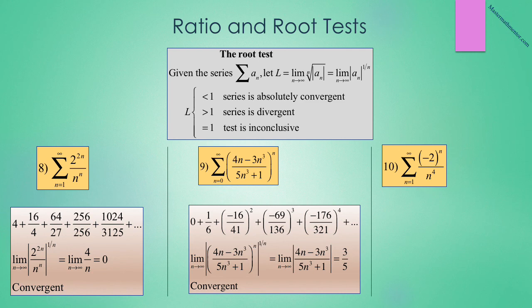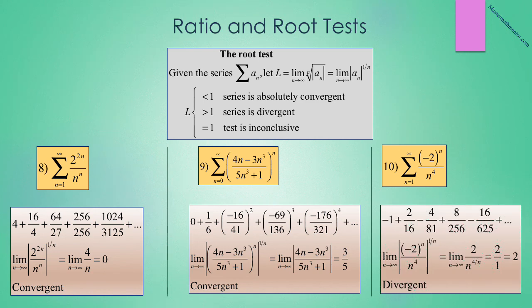Again, we're looking at a convergent series. Number 10 reads summation n equals 1 to infinity of negative 2 raised to the n power over n to the 4th. When we write out the terms, we get negative 1 plus 2 over 16 minus 4 over 81 plus 8 over 256 minus 16 over 625 plus dot dot dot. And this is an alternating series.